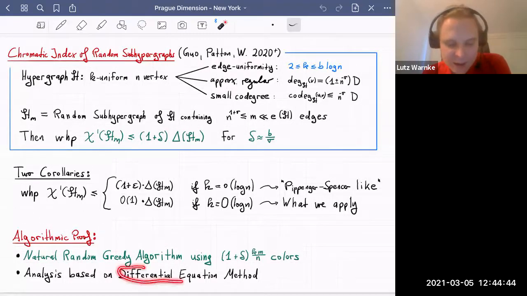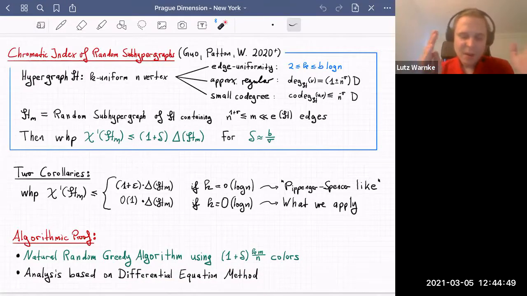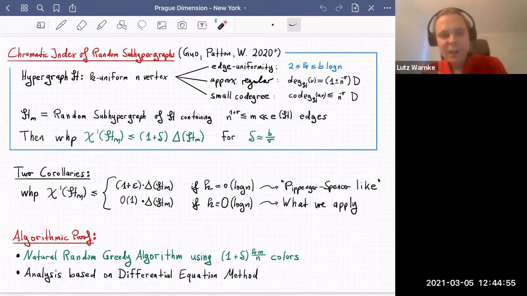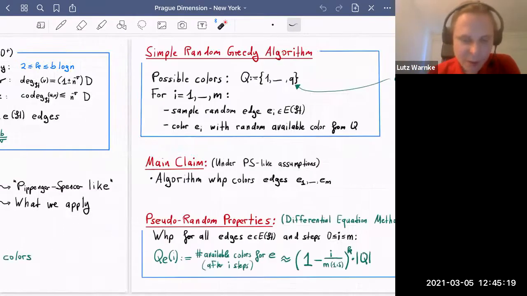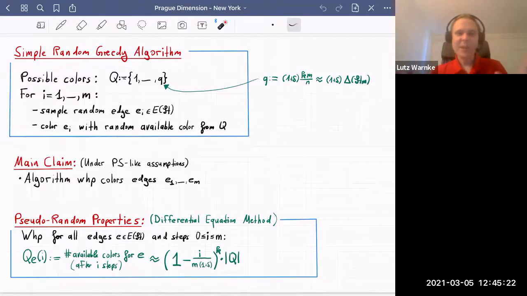And the way we analyze it is using the so-called differential equation method, which allows us to relate the behavior of this random greedy algorithm to a certain system of differential equations, so we can transfer properties or the behavior of the differential equations to the algorithm. This method, in the context of computer science, was first introduced by Karp and Sipser, later in the combinatorics context very much popularized by Wormald, and more recently there have been some very powerful developments by Tom Bowman and co-authors.